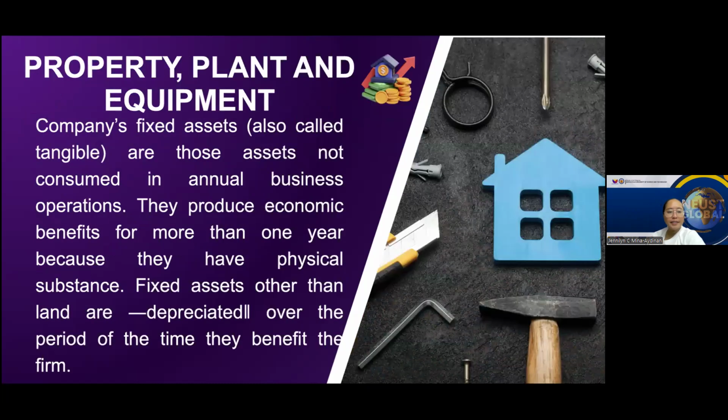We have the property, plant, and equipment. These are long-term tangible assets that a business uses in its operations, such as buildings, machinery, and vehicles. So these assets provide benefits for more than 1 year. Over time, their value decreases through depreciation, which spreads the asset cost over its useful life, excluding land, which does not depreciate. Land is the only asset that does not depreciate, especially in business.